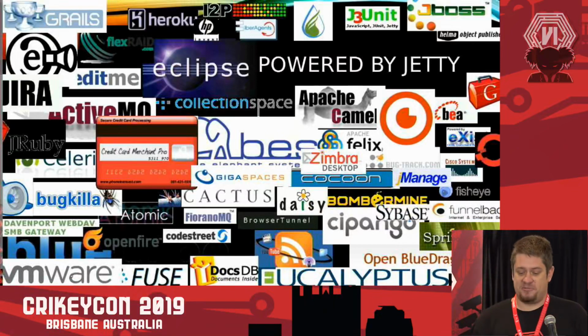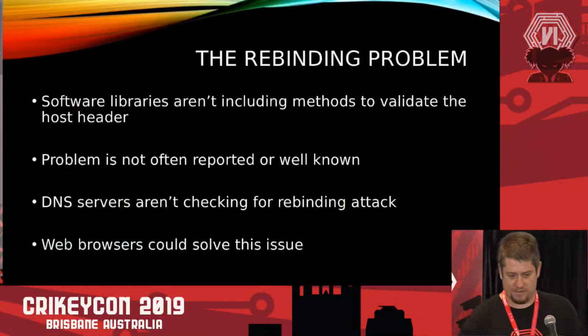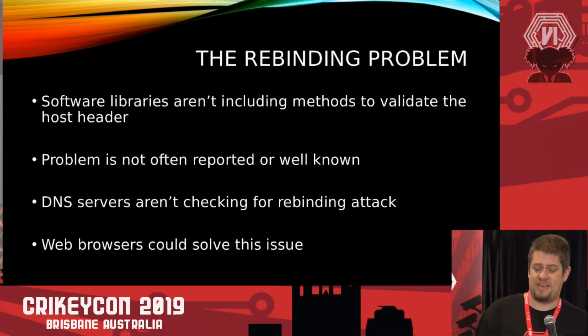So DNS rebinding issues are present in tons of web server libraries. I'm just using this as one example, but most of the ones I looked at had similar issues. So the problem: software libraries aren't including methods to easily validate this header. There is no reason they couldn't put in methods to force you to actually validate the host header. I think they're a little bit reluctant to, and sort of rely on developers to fix this issue. But since this issue isn't a cookie cutter exploit, like SQL injection or cross-site scripting, it's less known about. Developers seem to have a really hard time understanding the problem, testing the problem, and fixing the issue.